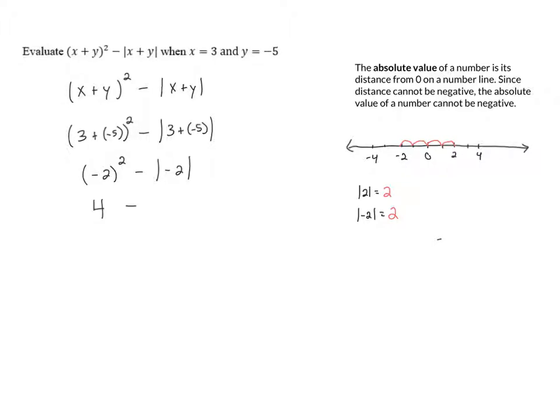So in this problem, we're asked for the absolute value of negative 2, and we've just seen that the absolute value of negative 2 is 2, so we're going to replace that absolute value there with 2. And now we can do the last step. 4 minus 2 gives us 2, which is our final answer. When we evaluate this expression with x equals 3 and y equals negative 5, the whole expression ends up equal to 2.